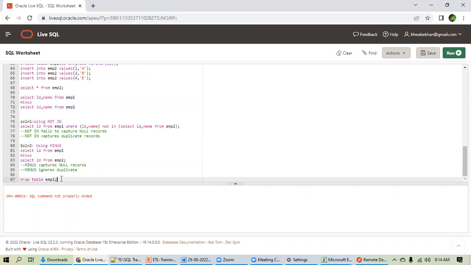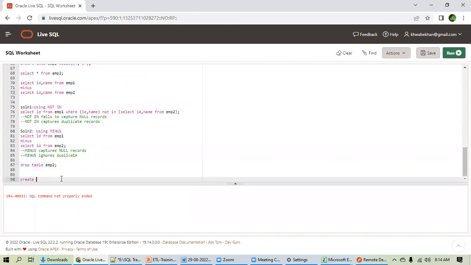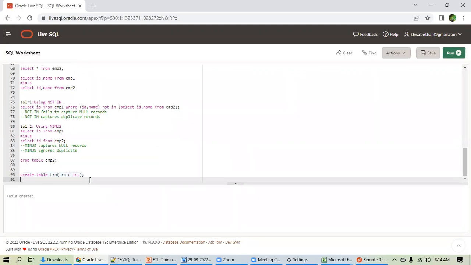Let me take one more example. Table transaction, ID, one.